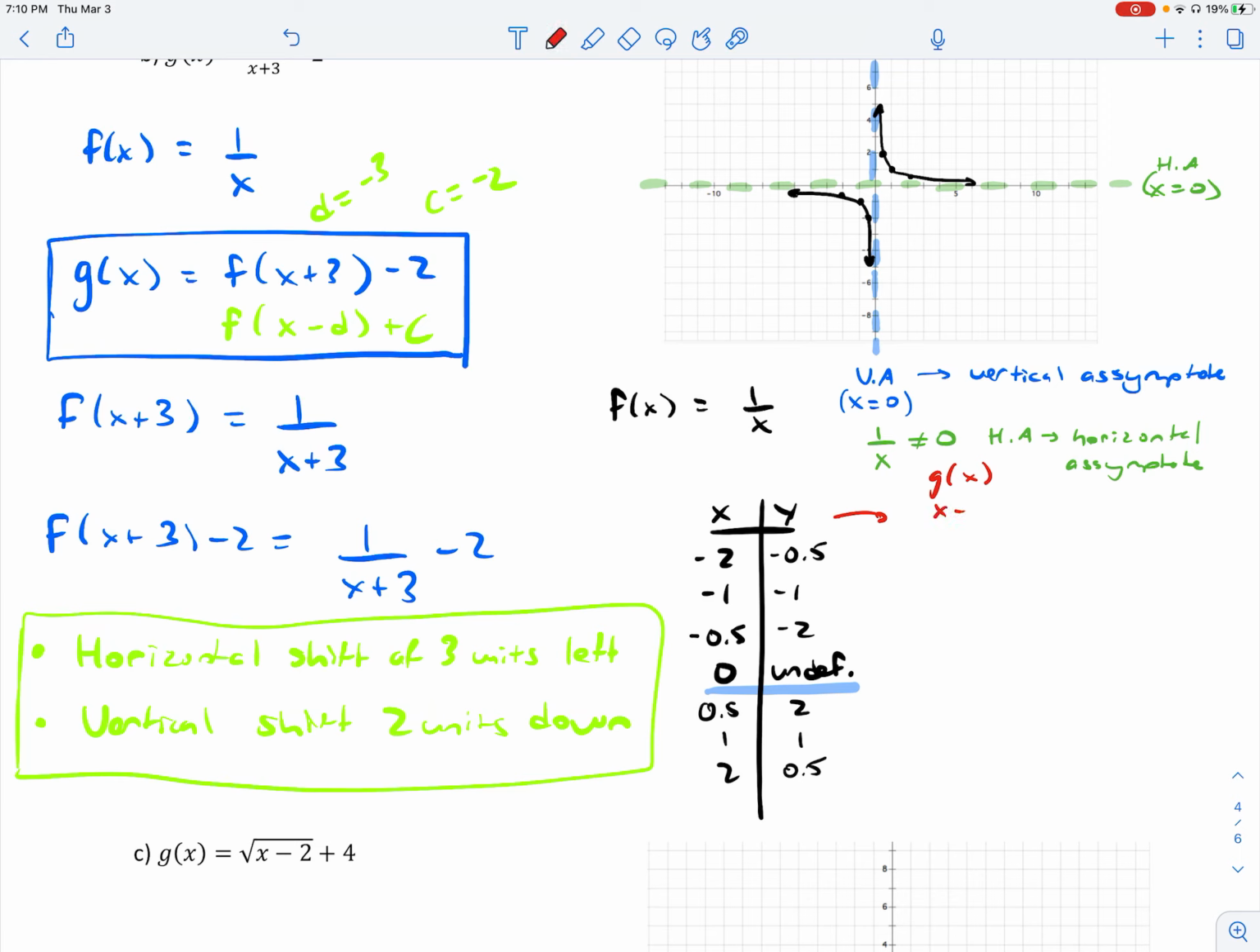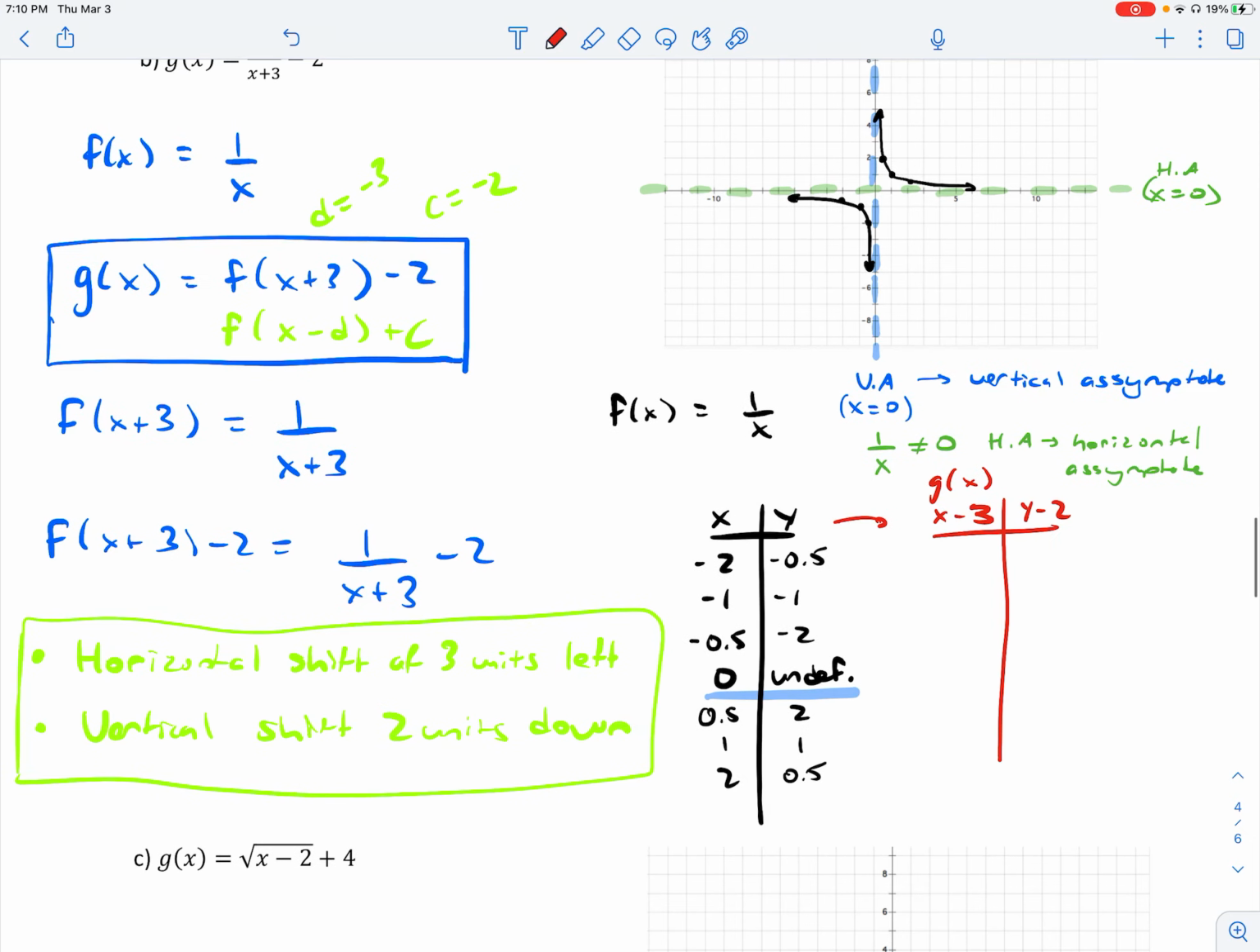So I got to take all my x values and subtract 3. That way they're shifting to the left 3. Then I got to take my y values, and those all need to go down 2. So I'm going to write y minus 2. Okay. This is an algorithm to calculate all the new transformed points.